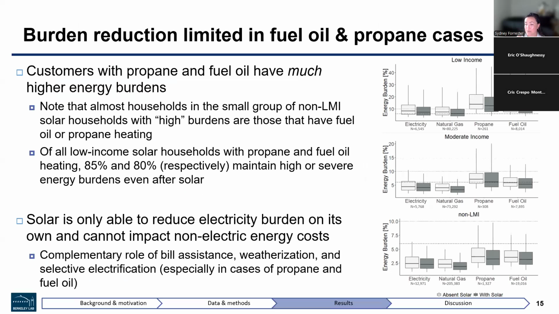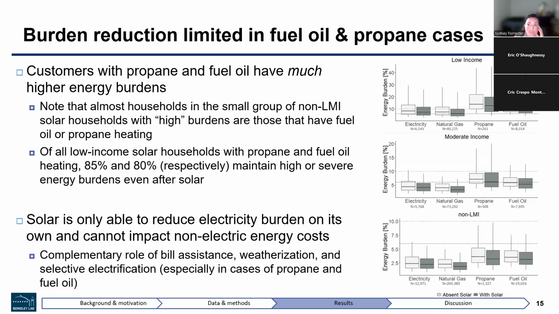And this brings me to the last result slide. So customers with propane and fuel oil have much higher energy burdens. Again, this fuel is way more expensive than electricity and natural gas. And also it is basically only in the Northeast where you're using it. There's a large number of heating degree days.